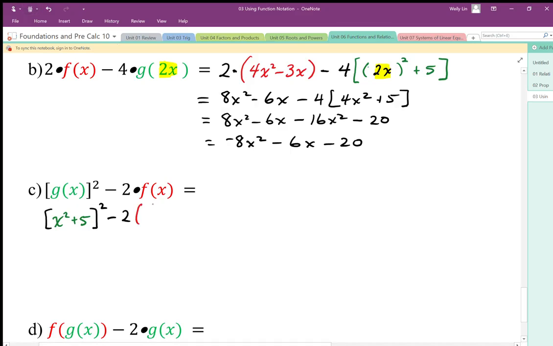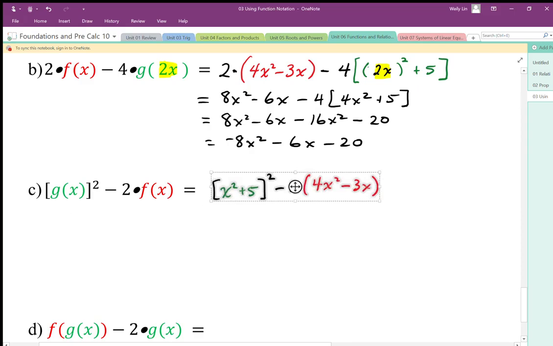Okay, so I'm going to replace the f of x with the f function, 4x squared minus 3x. Okay, so there I've done my replacement. There's only an outside replacement here. This is an equivalent expression to this function notation. At this point, we want to just combine the like terms to simplify this expression.